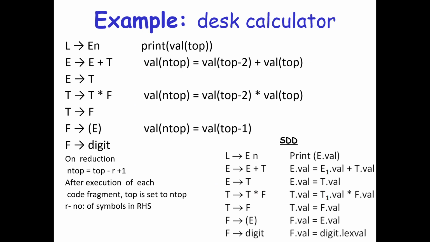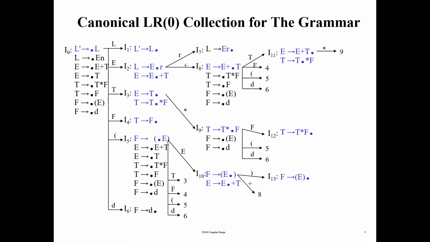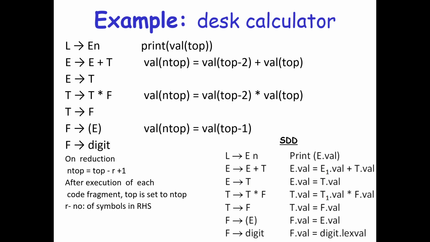So the previous slide shows the code fragment, that means how to build a code fragment out of the SDD, which will help us to evaluate the value of the attribute. Here it is explained based on an LR parser stack. Since it is an LR parser, it is building the canonical LR(0) collection of items. So we know that considering the previous grammar: L gives E n, E gives E plus T, T gives T star F, T gives F, F gives open bracket E close bracket, F gives digit.